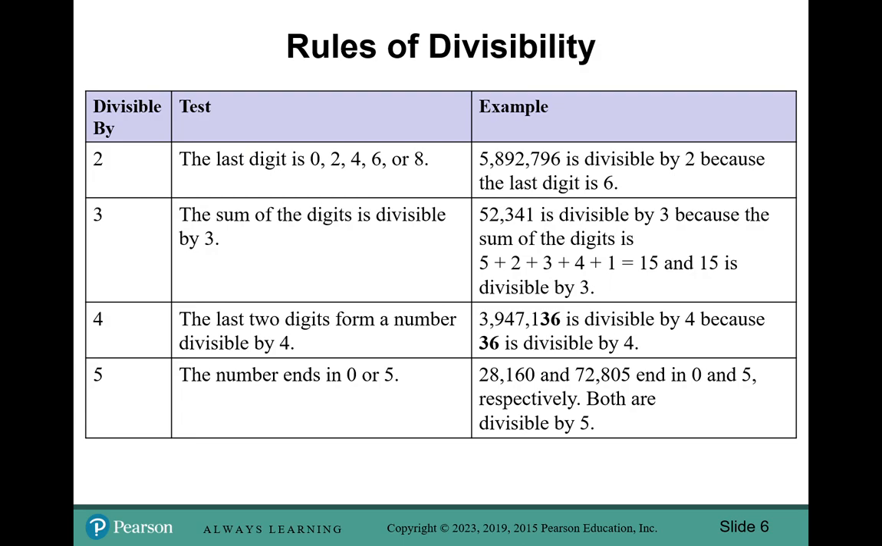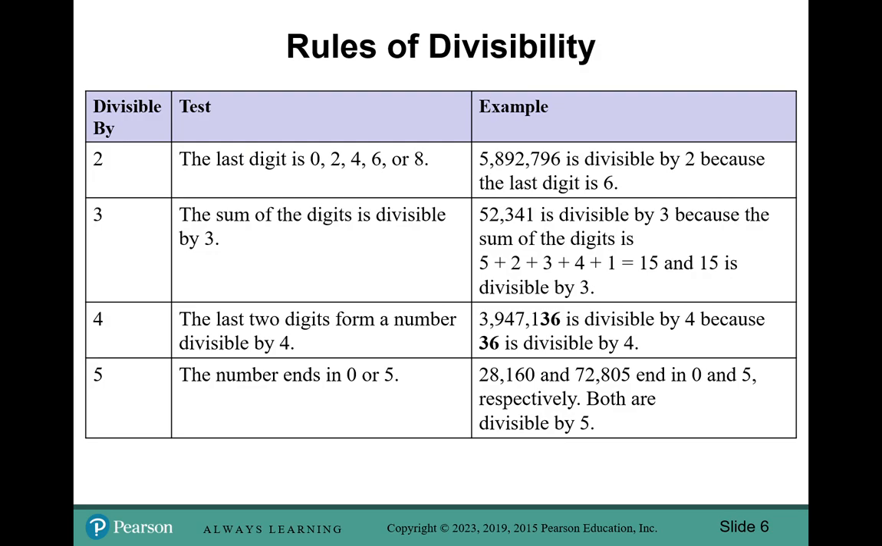Divisible by 4: the last two digits form a number that is divisible by 4. So, 3,947,136 is divisible by 4 because 36, the last two numbers in this big number, is divisible by 4. Therefore, 3,947,136 is also divisible by 4.